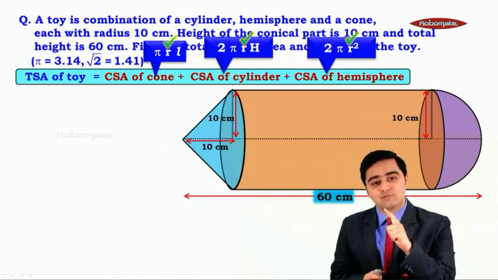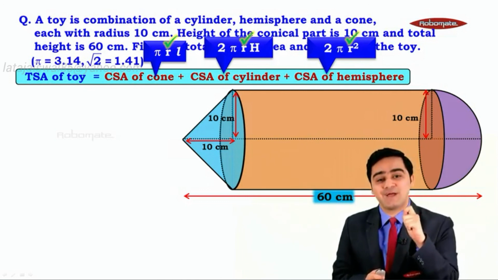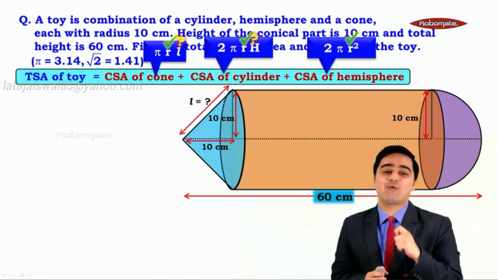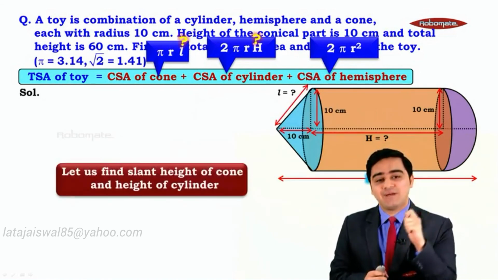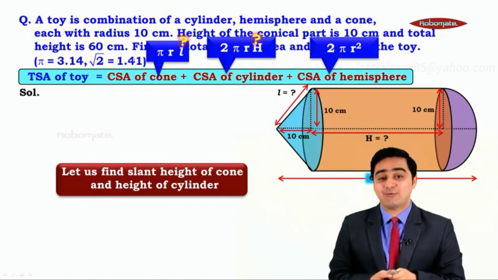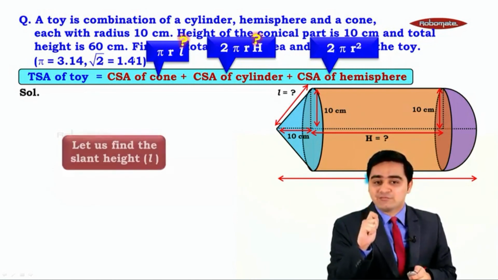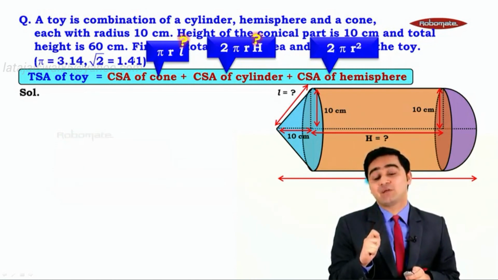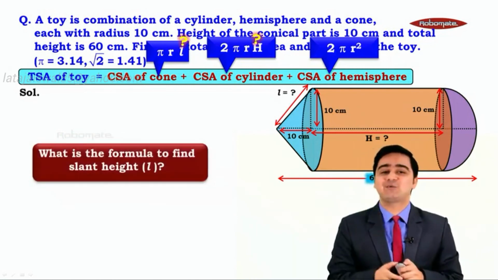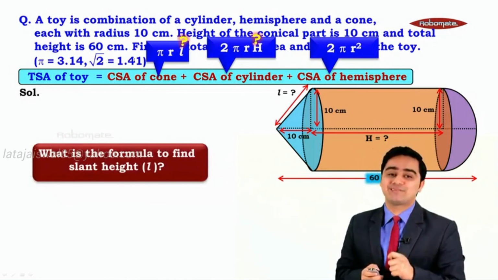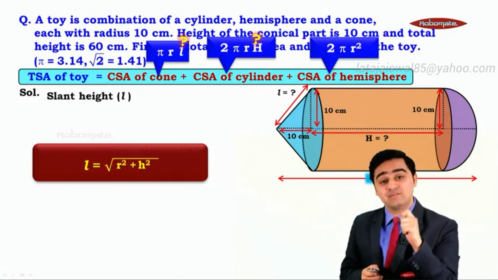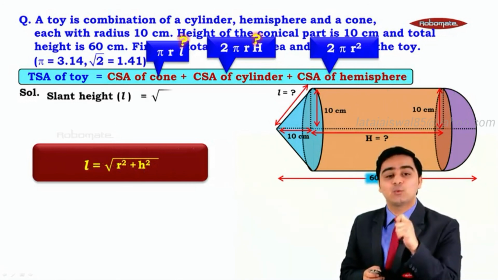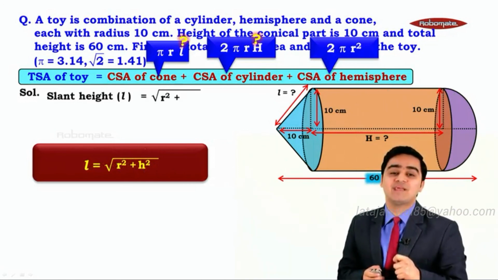So, to find the total surface area of the toy, it simply means that we have to find the slant height of the cone and the height of the cylinder. Let us first find the slant height of the cone. Now, my dear students, what is the formula to find slant height of the cone? Yes, it is root of r square plus h square. We'll write in the solution slant height of the cone is equal to root of r square plus h square.